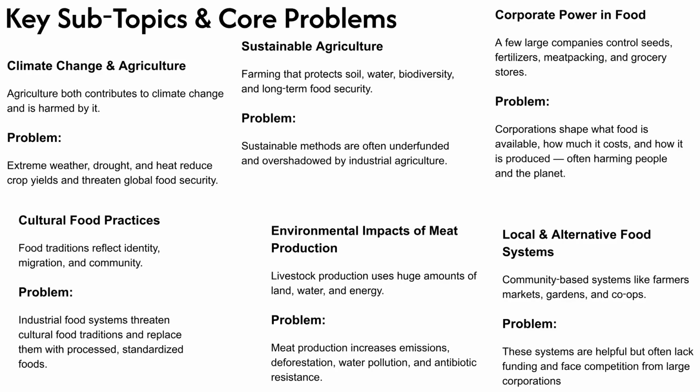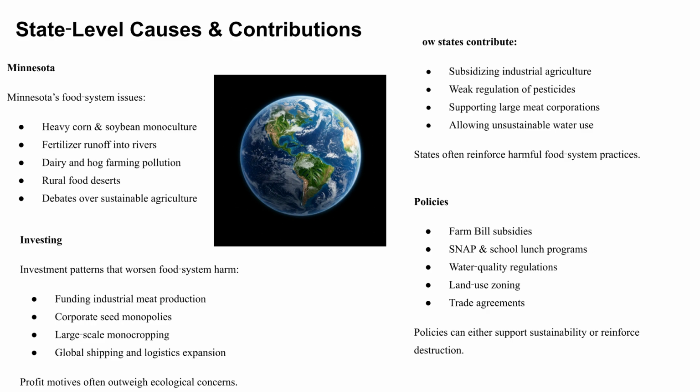Environmental impacts of meat production. Meat production uses huge amounts of land, water, and energy. It increases emissions, deforestation, water pollution, and antibiotic resistance. Local and alternative food systems. Local systems like farmers markets, gardens, and co-ops support communities and sustainability, but they often lack funding and face competition from large corporations. In this slide, we talk about state-level causes and contributions, about Minnesota food system issues.